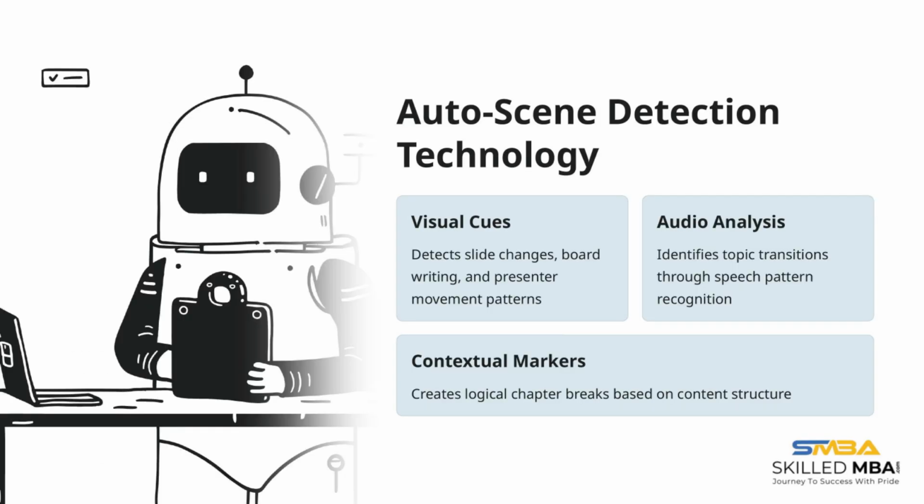Auto-scene detection technology enhances recording by using visual cues to detect slide changes, board writing, and presenter movements. Audio analysis identifies topic transitions through speech patterns, while contextual markers create logical chapter breaks based on content structure. This ensures a seamless and organized presentation experience.